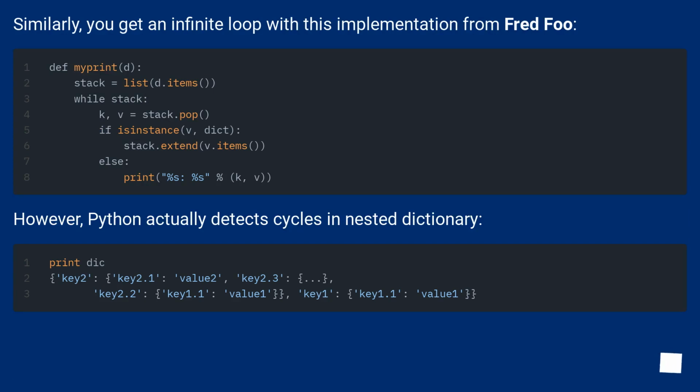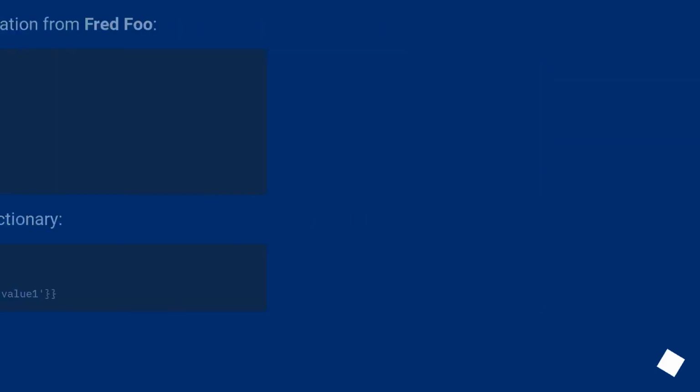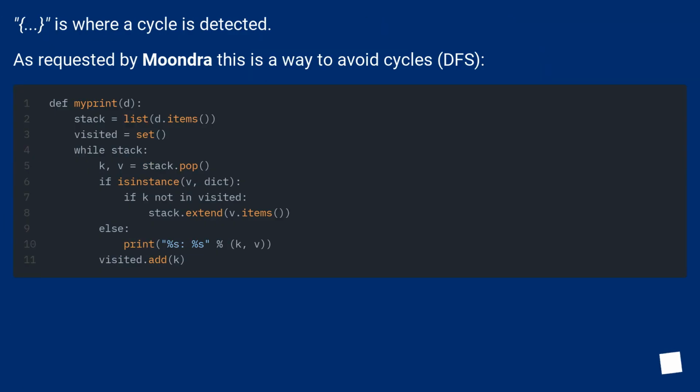However, Python actually detects cycles in a nested dictionary. Here is where a cycle is detected. As requested by Mundra, this is a way to avoid cycles, DFS.